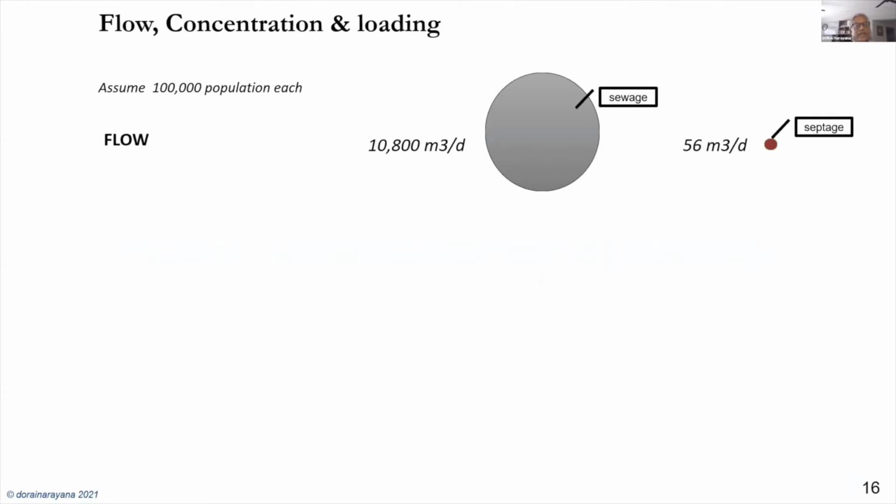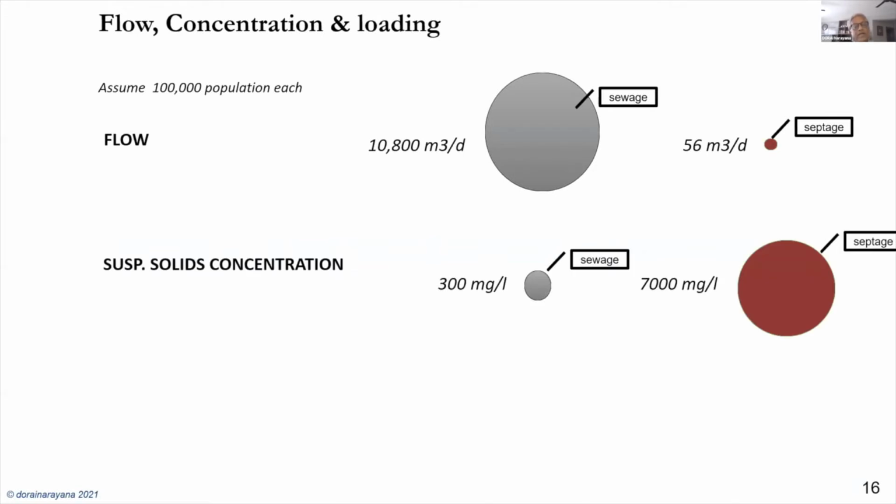All right, now let's look at this again. The flow, this is what it looks like, quite insignificant. Let's take a total suspended solids concentration of sewage of about 300, which is typical. And let's take 7,000 for our sample of septage, which is actually on the low side, if you ask me. So you can see that it's very much higher, more than 10 times higher in concentration.